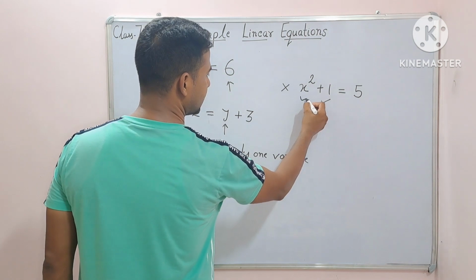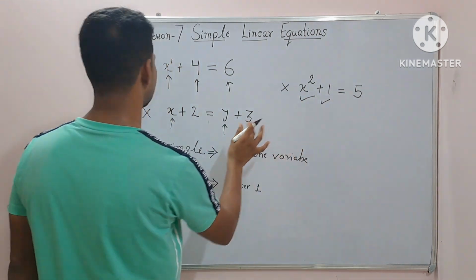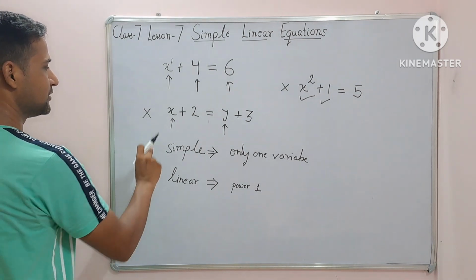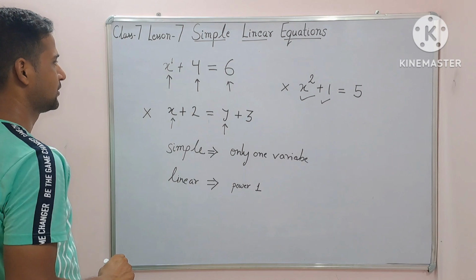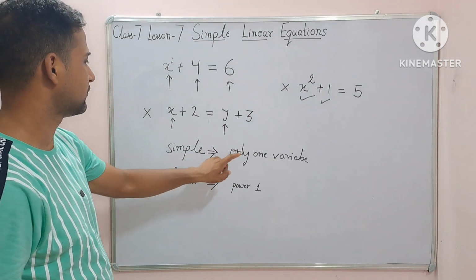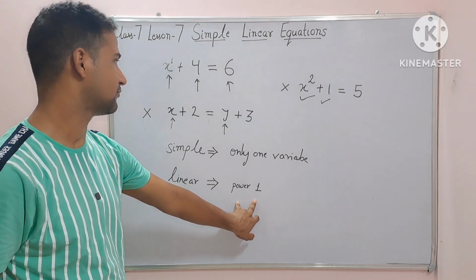This is not a linear equation. This is an equation, but this is not a linear equation. Okay? This is linear, but this is not a simple equation. In a simple linear equation, we will have only one variable and the power of that will be 1.